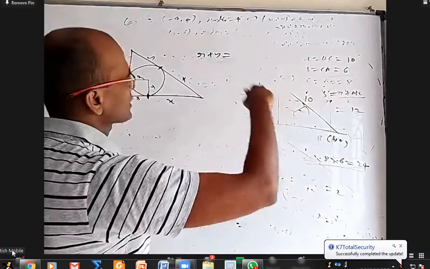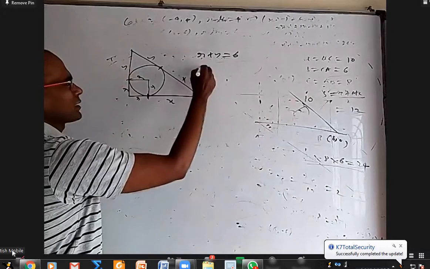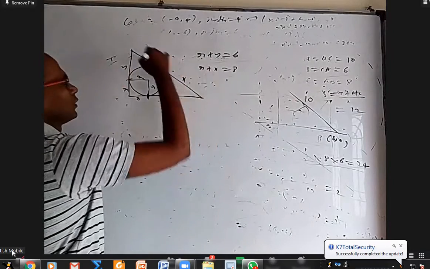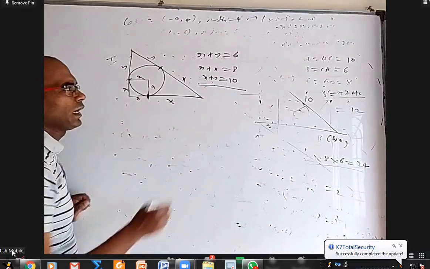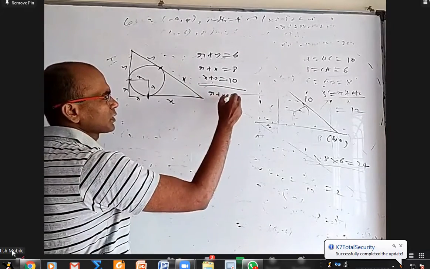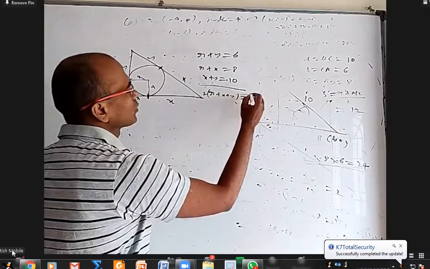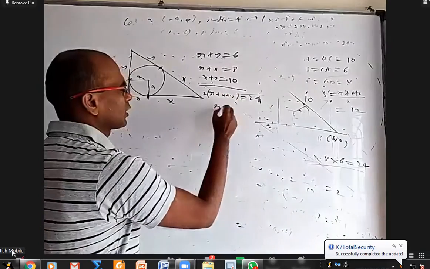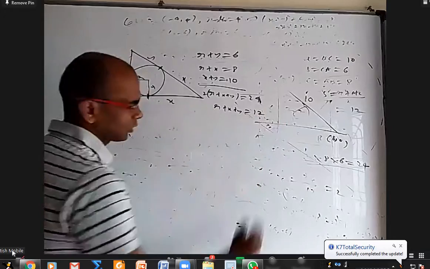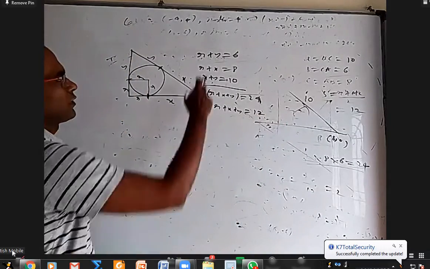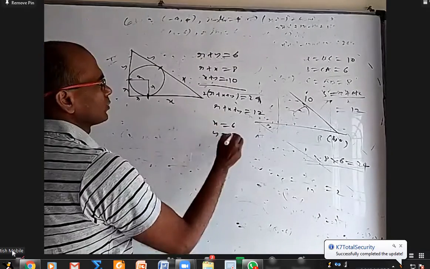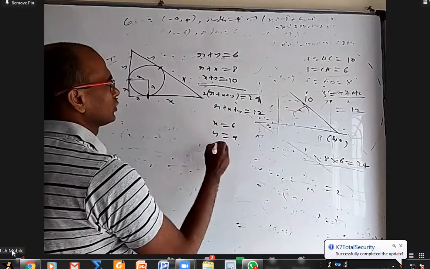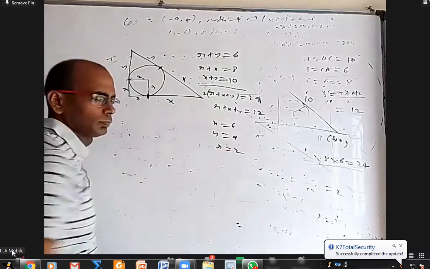Earlier we got how much is this? 6. What is this, r plus x? 8. What is this, x plus y? 10. If you add all of them, you get r plus x plus y twice is equal to 24. So r plus x plus y is equal to 12. If you subtract r plus y, you will get x is equal to 6. Similarly, y is equal to 4 and r equal to 2.